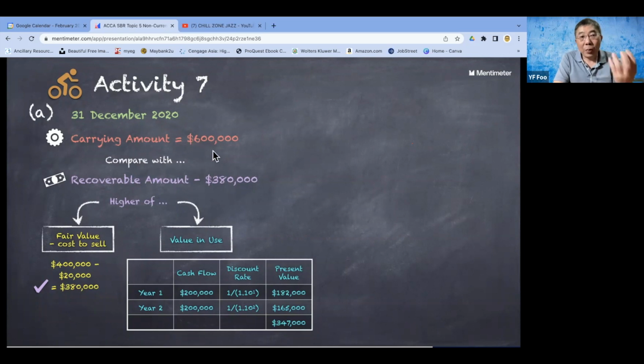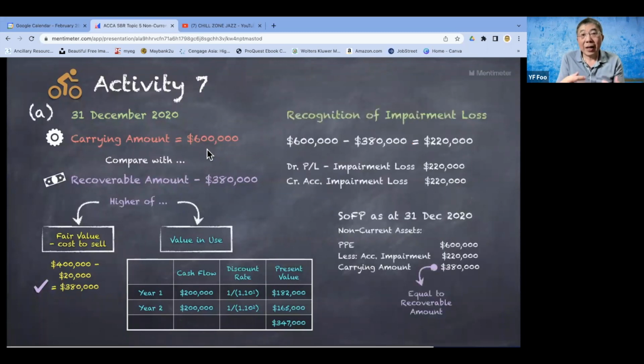And then when we compare with the carrying amount, you see that this asset of 600,000 is not able to, you are not able to recover the full 600,000, right? You can only recover 380,000. So the difference will be your impairment loss. So your asset is overstated by 220,000. So you now need to write it down.